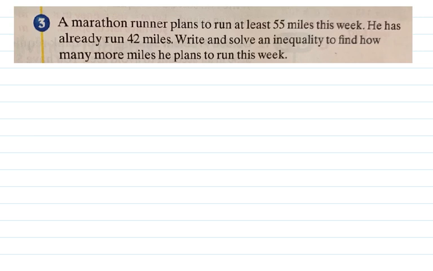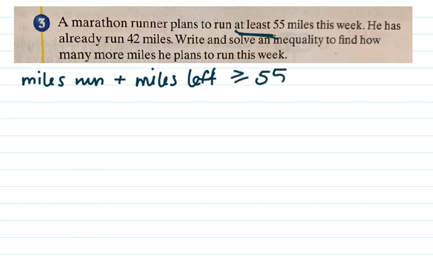A marathon runner plans to run at least 55 miles this week. He has already run 42 miles. Write and solve an inequality to find out how many more miles he plans to run this week. So I know that the miles run plus the miles left has to be at least, or greater than or equal to, 55. I know that my m is going to equal miles left.